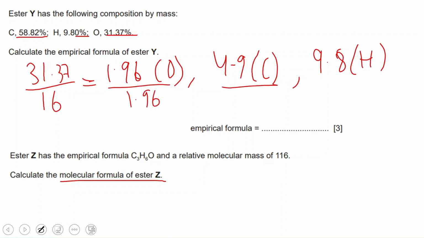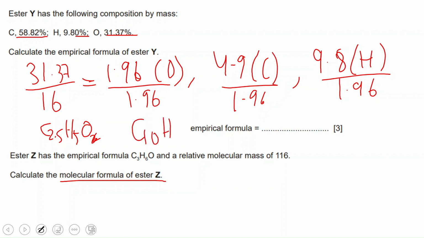So you divide everything by 1.96 because that's the smallest value, and that will give us 1.96 divided by 1.96. So the oxygen is going to be once, carbon is going to be how many times? 4.9 divided by 1.96 is 2.5. So C 2.5, H is going to be 9.8 divided by 1.96 is going to be 5, H5O. And what I'm going to do is now multiply these subscripts with 2 to get C as a whole number. So I'm just going to cross that out. C5, H10O2.